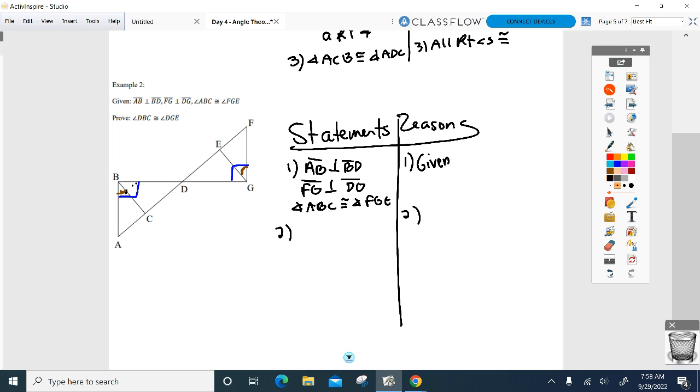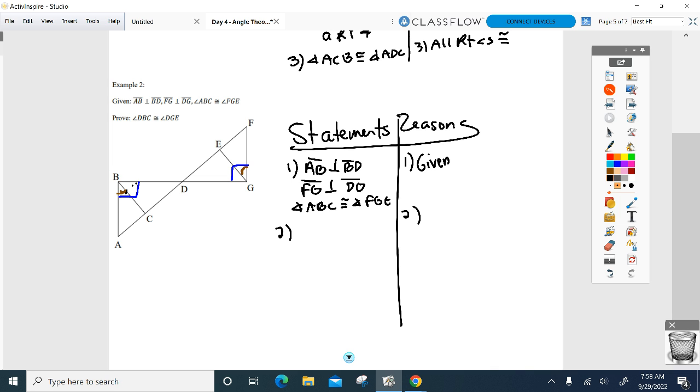And then this one, I got a ton of them. And everyone see this right angle right here? And then the congruent angle. What can I do to those two to get to DGE? I can also subtract. All right. So are we all good that it's a subtraction proof here?